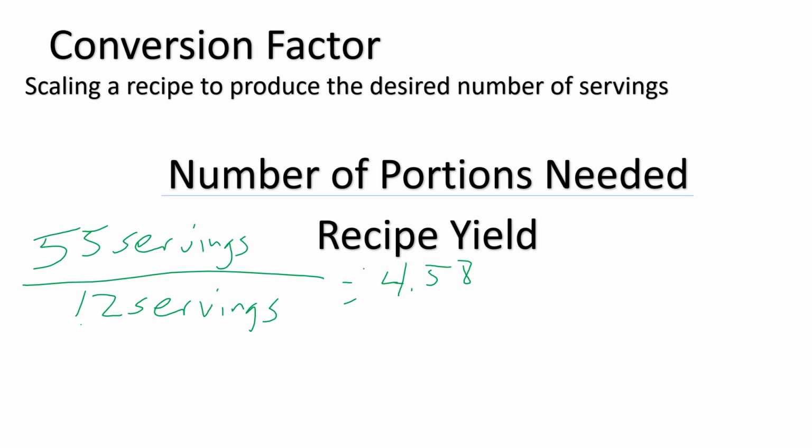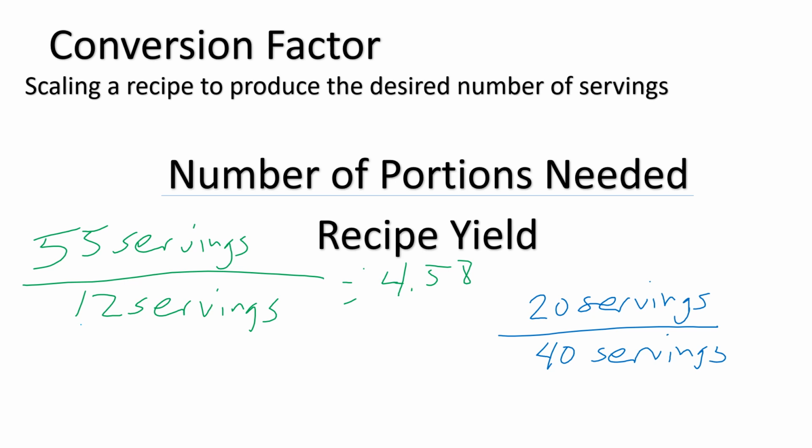Okay, it can actually go the other direction too. So let's do an example that way. Let's say we only need 20 servings, but our original recipe is actually going to make, let's say, 40 servings. So 20 divided by 40 gives us 0.5.